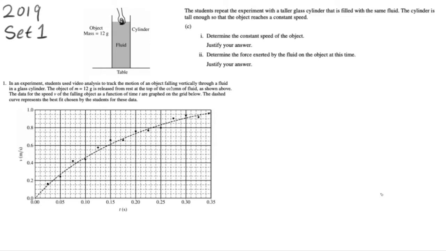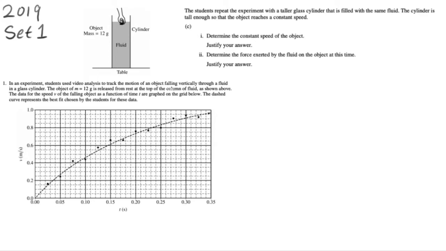So for C, part I, determine the constant speed of the object and justify your answer. I initially thought that maybe we can use Newton's law, but Newton's law doesn't really give you a definitive velocity out of F net equals ma equals 0. So when your initial plan doesn't work, you should always go back and see if a past part's equation might help with this problem.